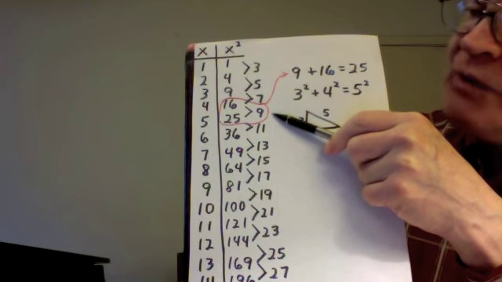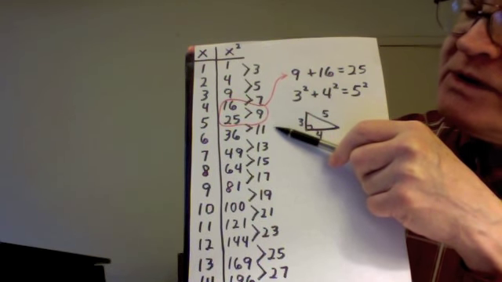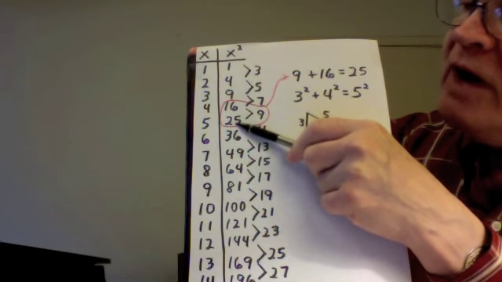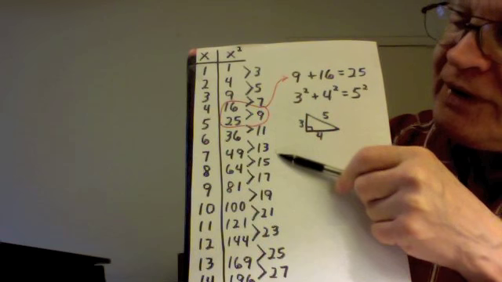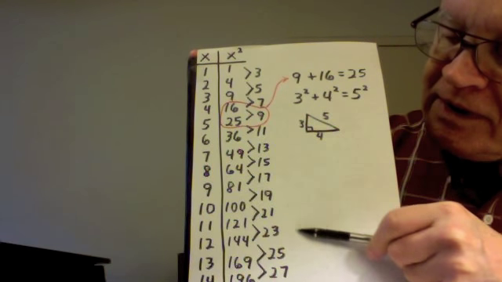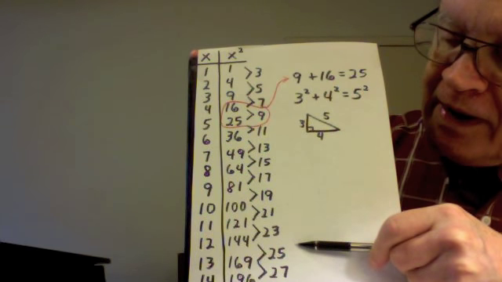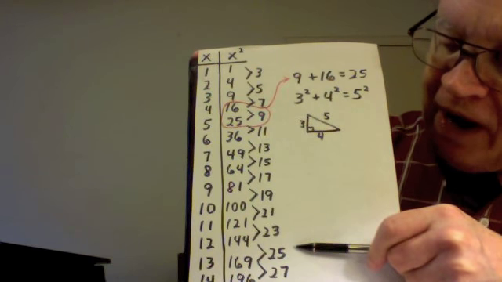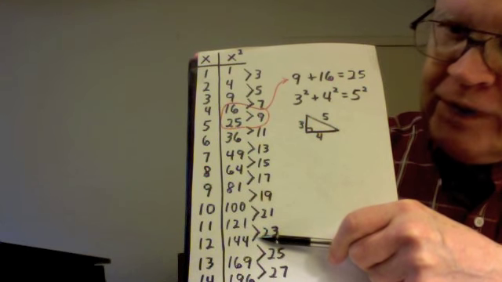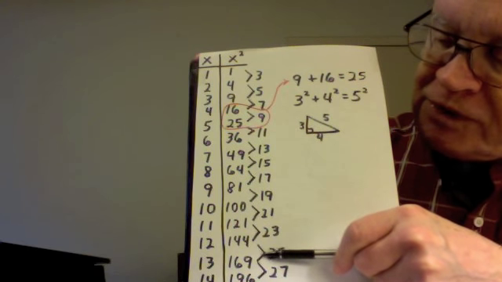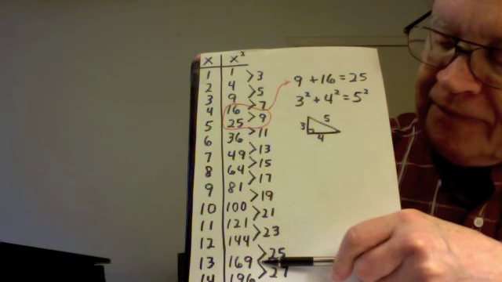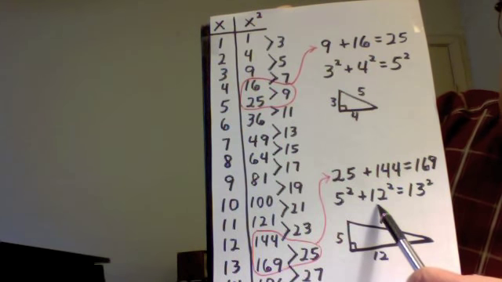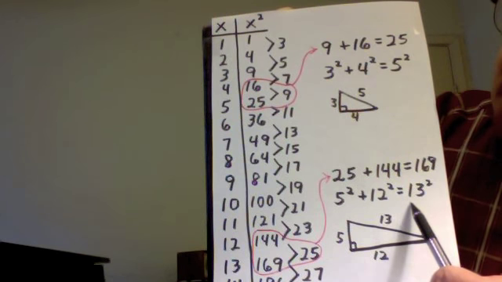The next odd square number after 9 is 25. We see that in the x squared column. So we look for 25 in the differences column. It's here. And that gives us this addition fact: 25 plus 144 equals 169. That is, 5 squared plus 12 squared equals 13 squared.